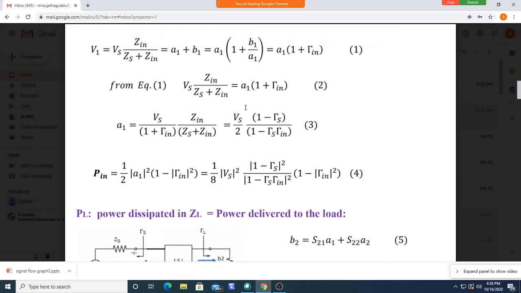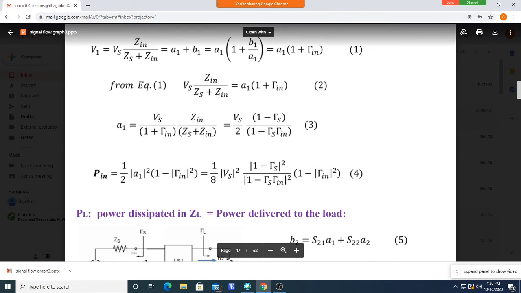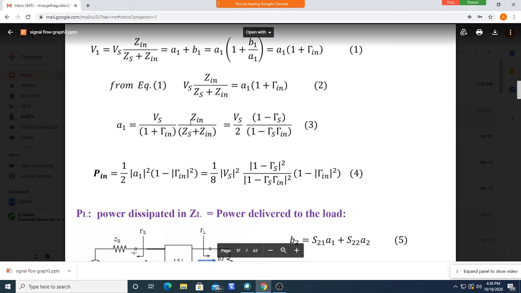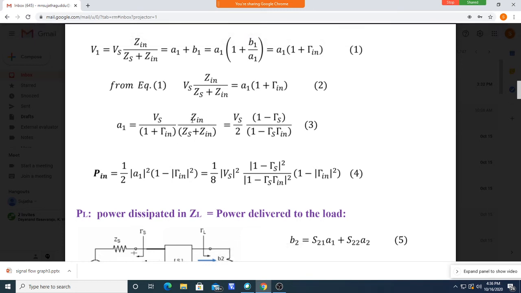Rearrange equation 2 to get the value of A1. You will be left with this equation. Now, further rearranging the terms here, by doing some mathematical manipulation over this equation, you will be getting A1 equal to this.